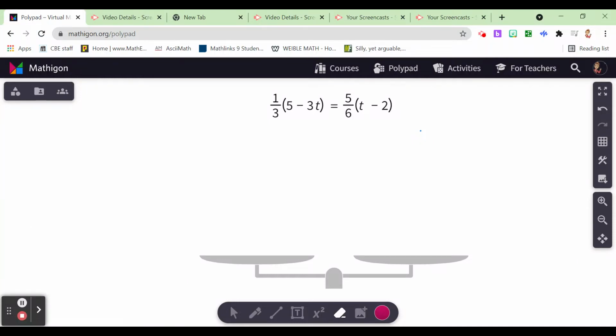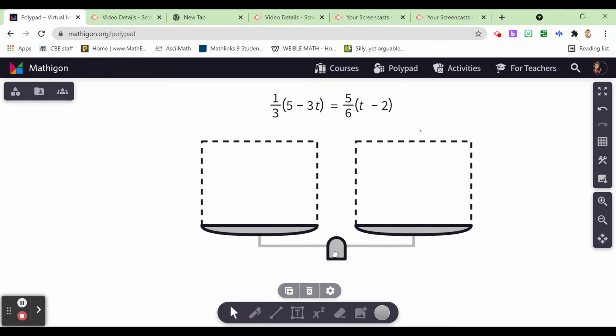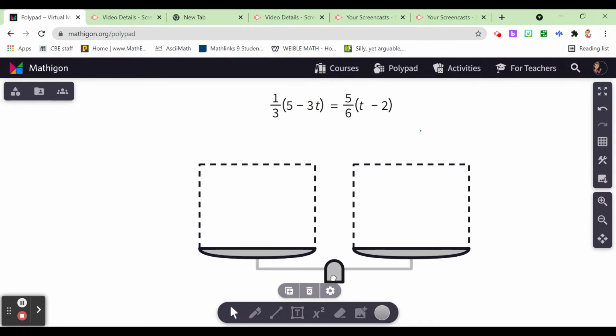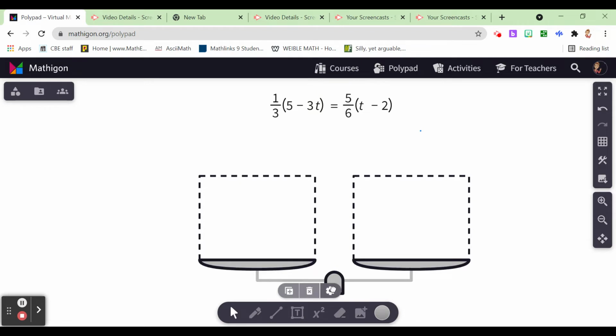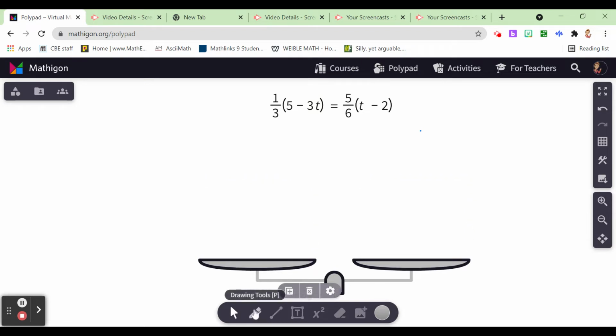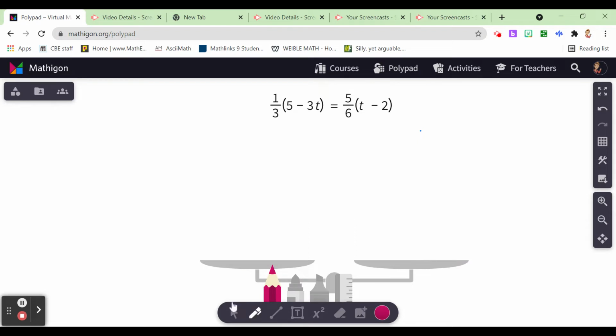Okay, so here is a question where there's a whole lot going on. We've got fractions, we've got brackets, and sometimes it's confusing to know, well, what do I do first? And what am I allowed to do in order to maintain this balance? Because that's our whole goal, right? Is to try and keep one side equal to the other. Okay, so what exactly is allowed in this situation?